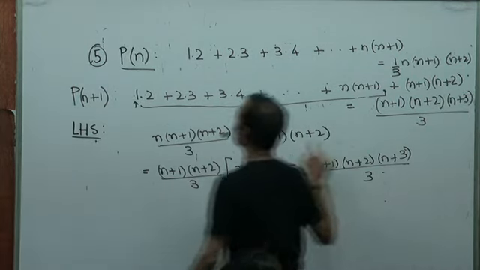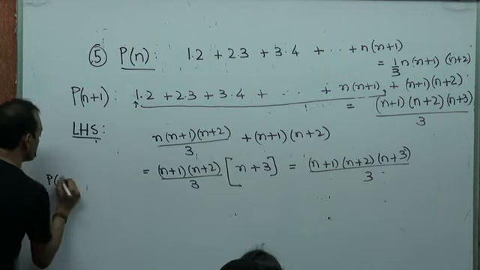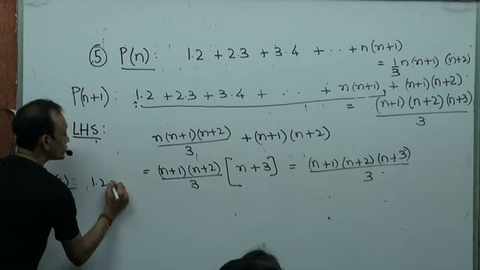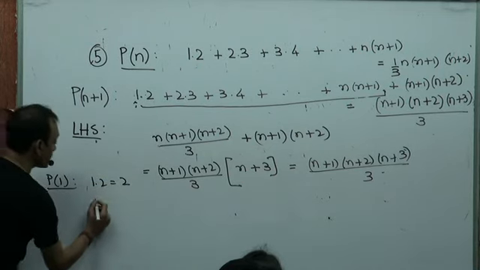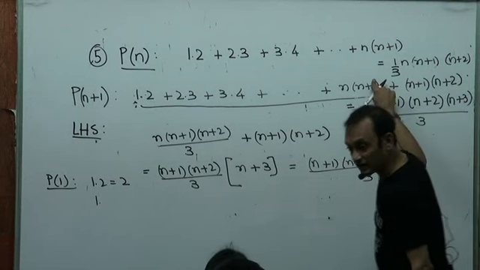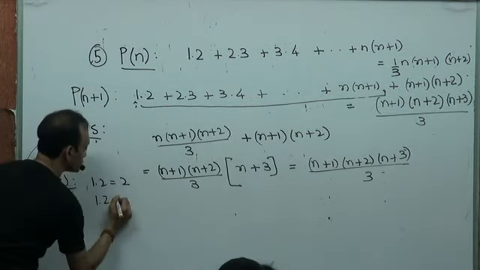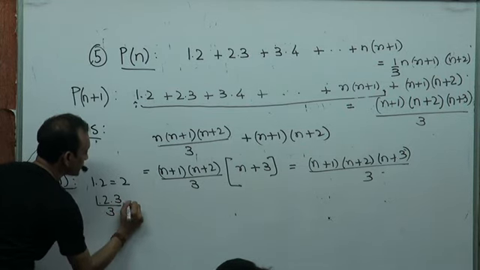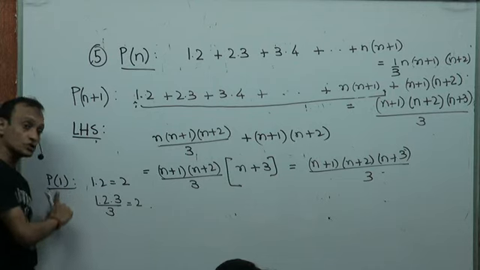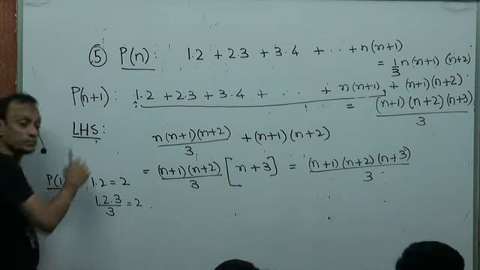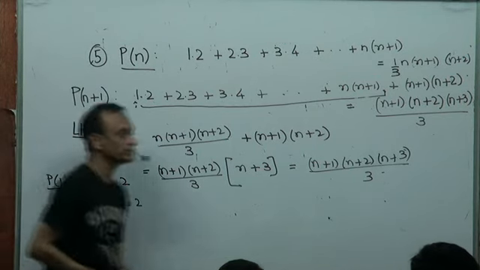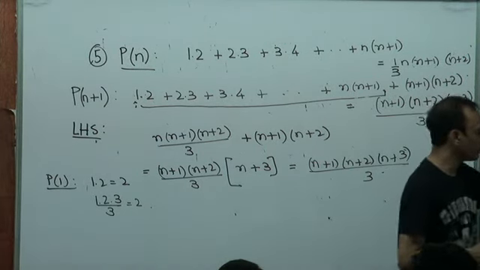And if Pn plus 1 is true, check for 1. What is P1? P1, the left hand side just one term, 1 into 2, which is 2. The right hand side, put n equal to 1, 1 into 2 into 3 by 3, that makes it 2. So the statement is true for 1, P1 is true. Therefore, because of this relationship, P2 would be true, P3 would be true, Pn in general would be true, right?